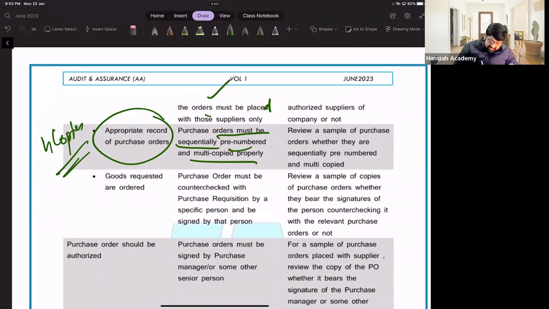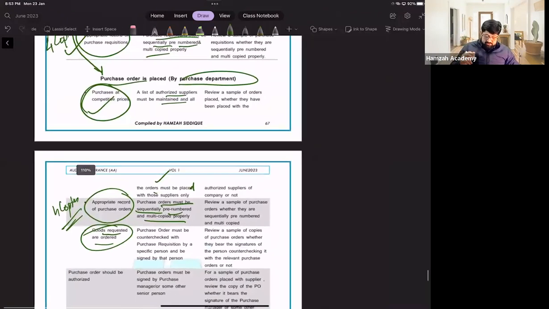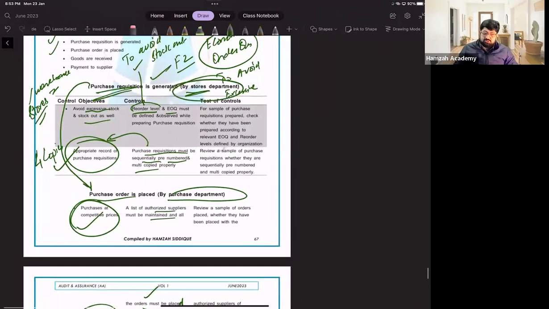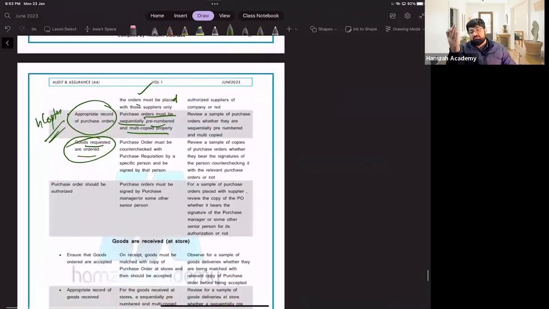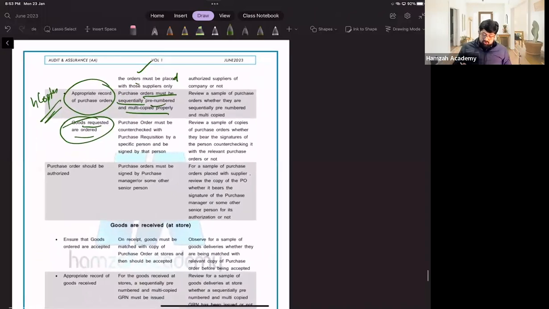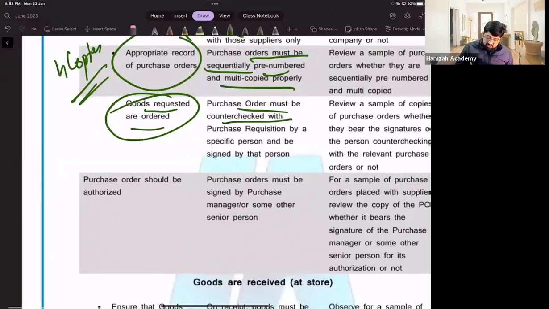Goods requested are ordered. What does it mean? Who requested? Stores. What was their requisition? The order should be the same. It should not be that they have requested different things and we are placing orders for different things and quantities. So how to achieve this? Purchase order must be counter-checked with the purchase requisition by a specific person, counter-checked and signed.